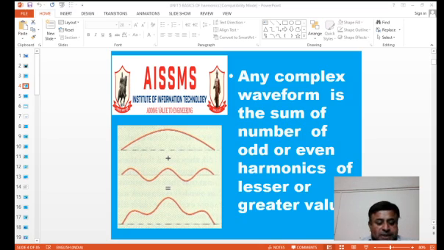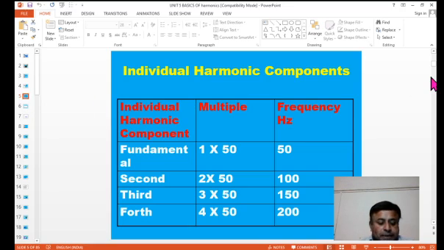So in this way, harmonics are playing an important role in power quality considerations, and we should have a clear-cut understanding of what these harmonics are.